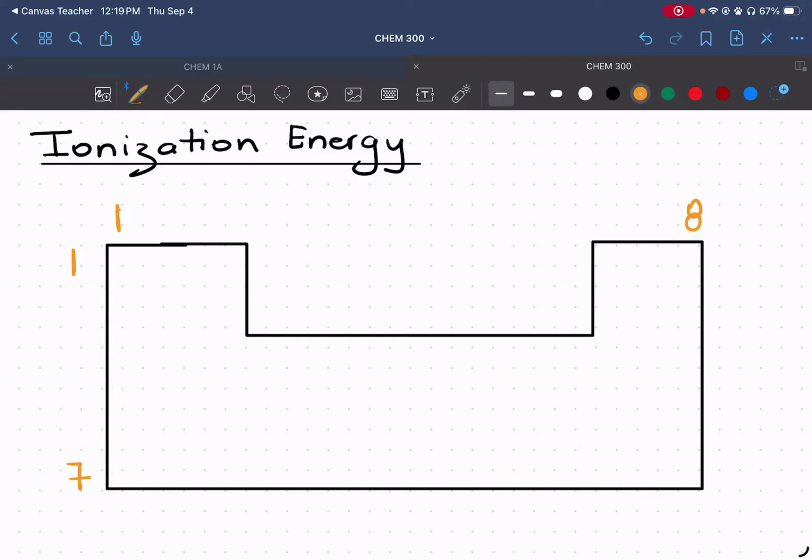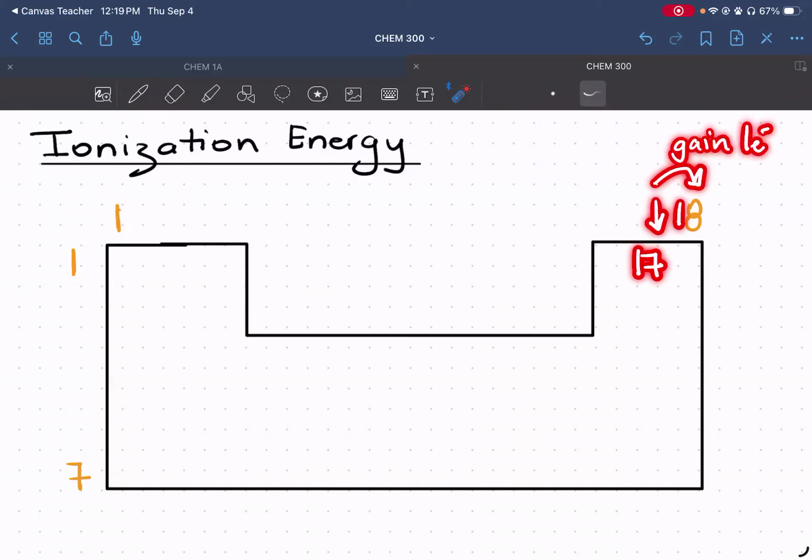We can think about this logically. Take, for example, group 17. Group 17 is only 1 electron away from looking like royalty. In fact, it only needs to gain 1 electron. So think to yourself, does it really want to lose an electron? No. Losing an electron takes it further away. So it takes a lot of energy to remove an electron in group 17.